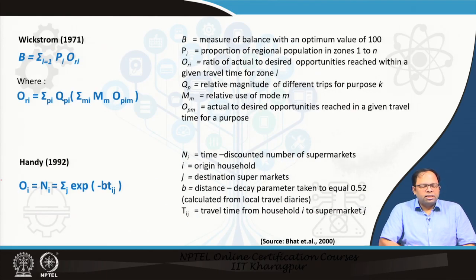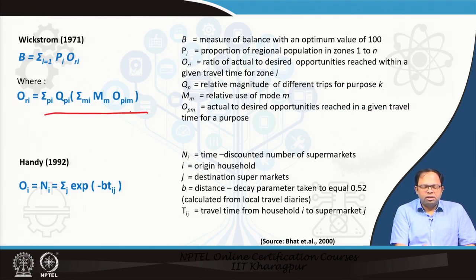Then Wickstrom has given the form where B is equal to the summation of Pi into ORi, where Pi is the proportion of the regional population in each zone 1 to n, and B is the measure of balance with an optimum value of 100, and ORi is the ratio of actual to desired opportunities reached within a given travel time for zone i, and where ORi again could be measured using this equation.